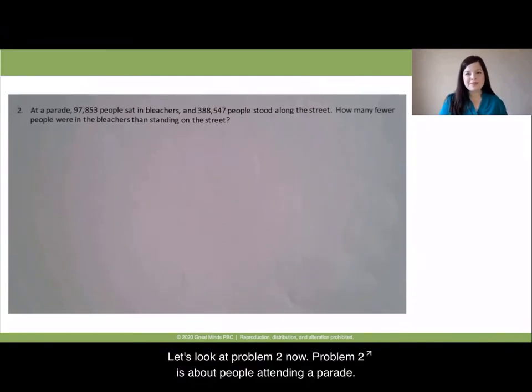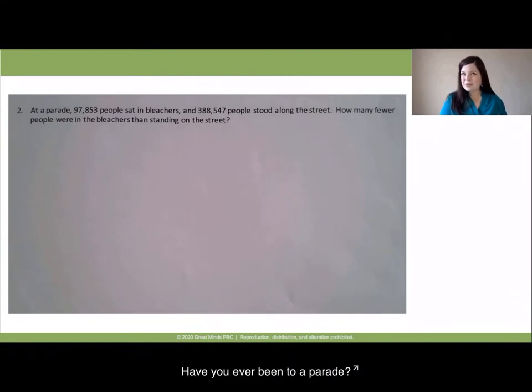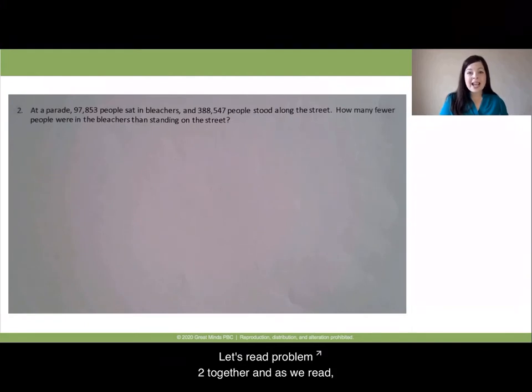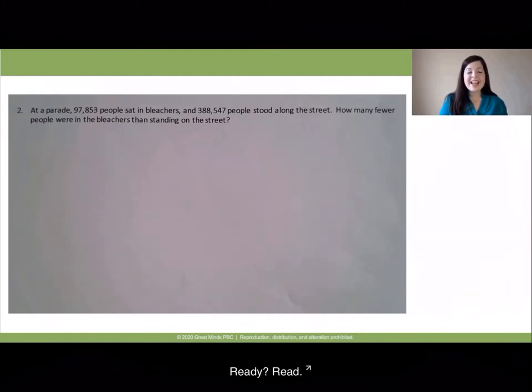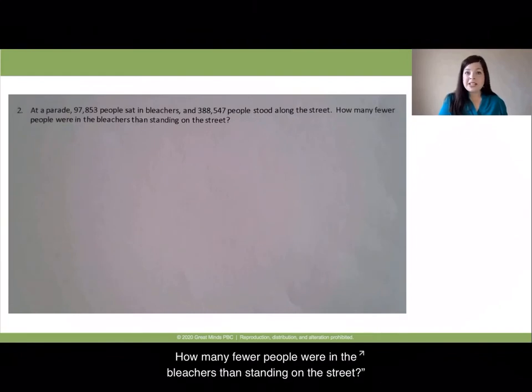Let's look at problem 2 now. Problem 2 is about people attending a parade. Have you ever been to a parade? Let's read problem 2 together, and as we read, try to be picturing what's happening in the problem in your mind. Ready? Read. At a parade, 97,853 people sat in bleachers and 388,547 people stood along the street. How many fewer people were in the bleachers than standing on the street?